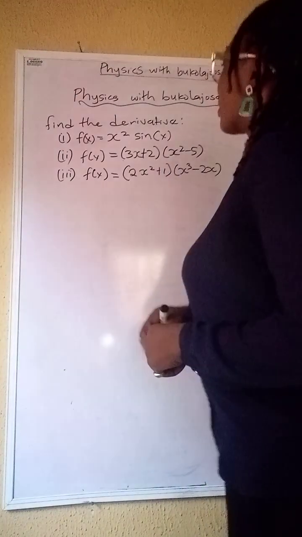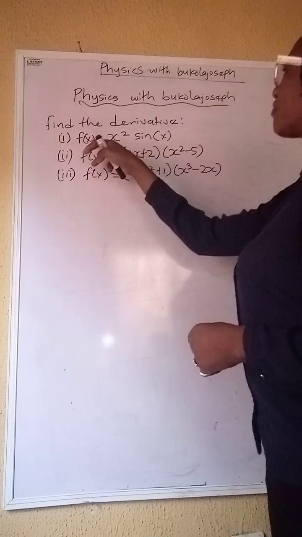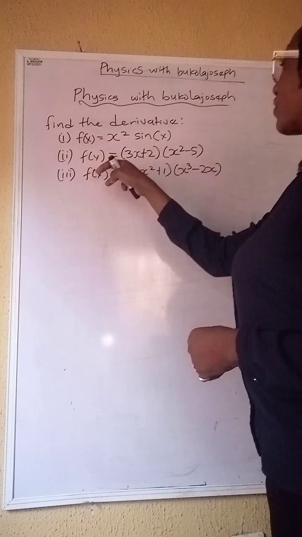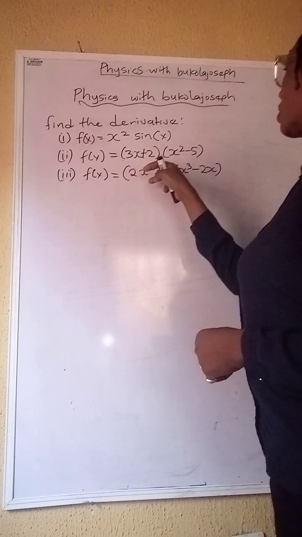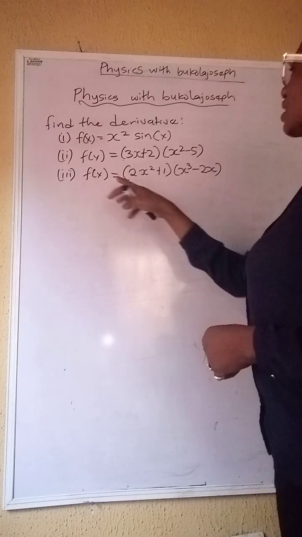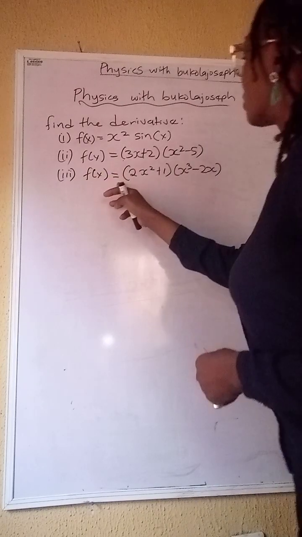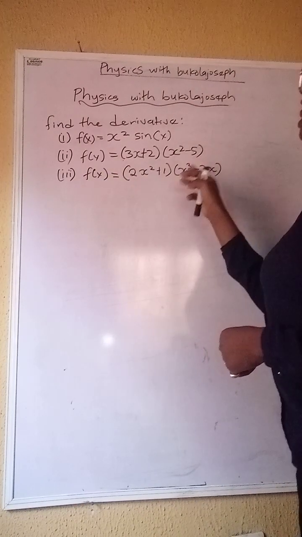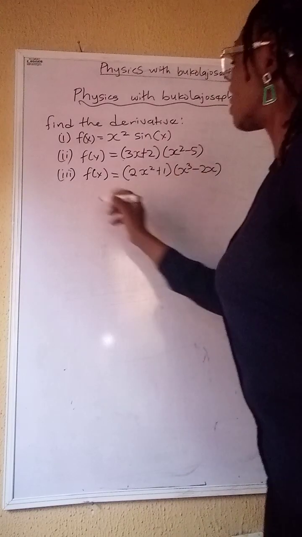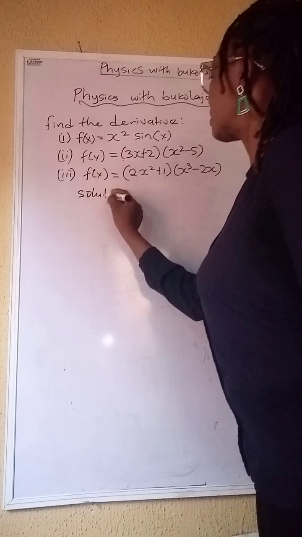Let's see. So find the derivative of: 1. f of x is equal to x squared sine x. 2. f of x is equal to 3x plus 2, open bracket, x squared minus 5, close bracket. Then 3. f of x is equal to 2x squared plus 1, open bracket, x cubed minus 2x, then close bracket. So solution, let's start with number 1.